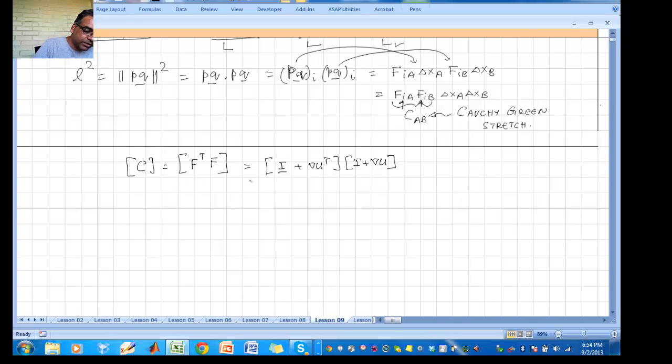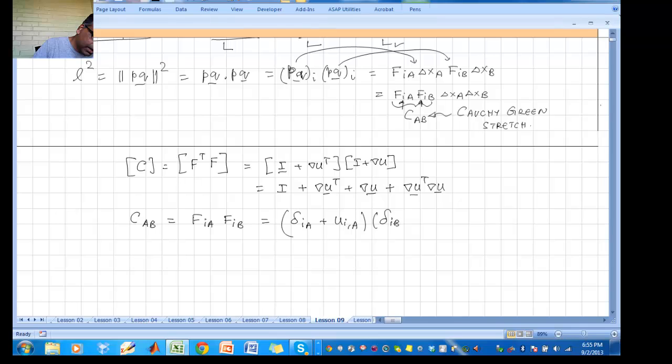I am doing this in matrix notation, which turns out to be I plus gradient of U transpose plus gradient of U plus gradient of U transpose gradient of U. This is in a direct notation. Let us see it in index notation. CAB equals FiA FiB. What is FiA? It is delta iA plus ui comma A times delta iB plus ui comma B.